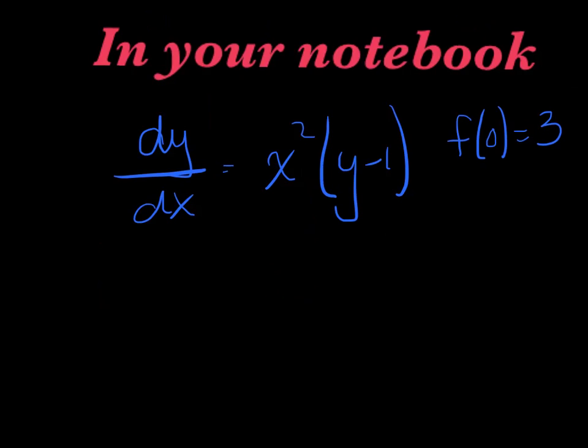All right, in your notebook tonight: dy dx equals x squared times the quantity y minus 1, and f of 0 equals 3. We'll be checking this tomorrow, and have a great night.